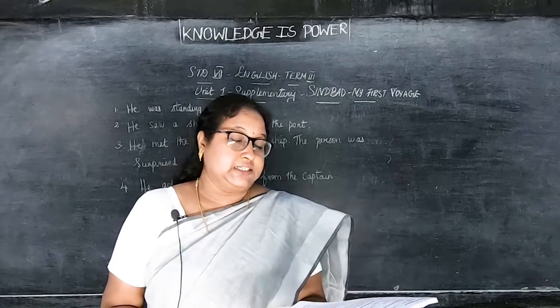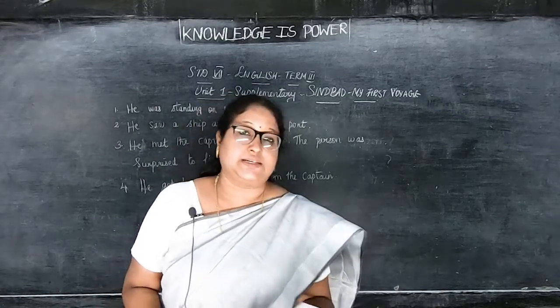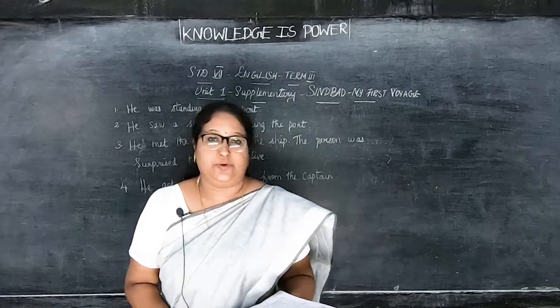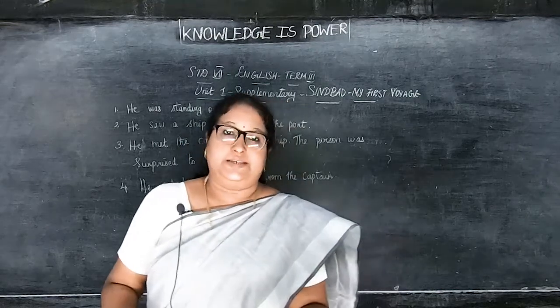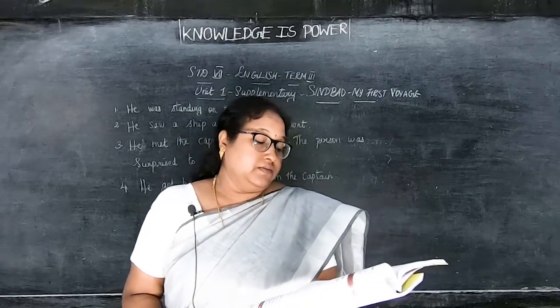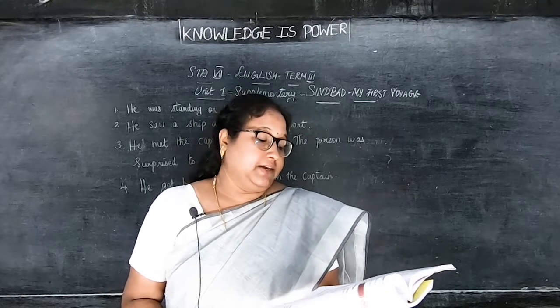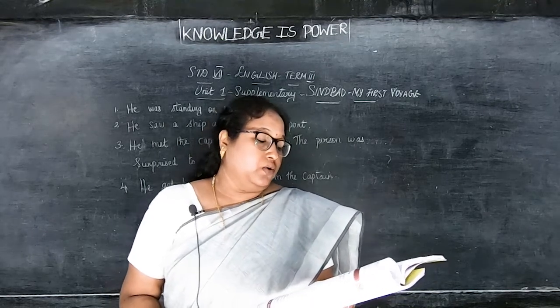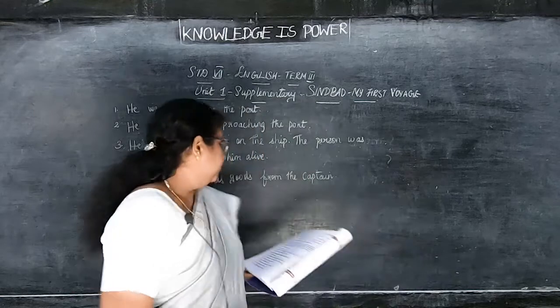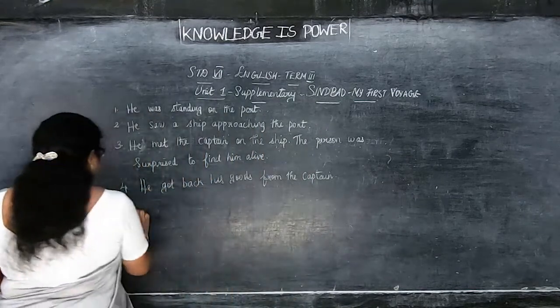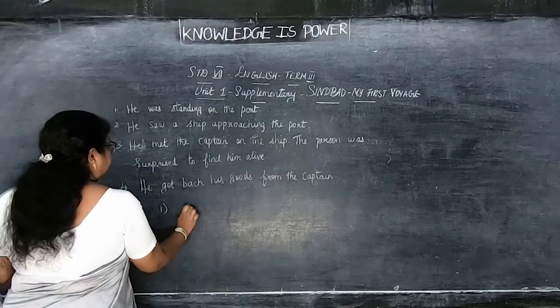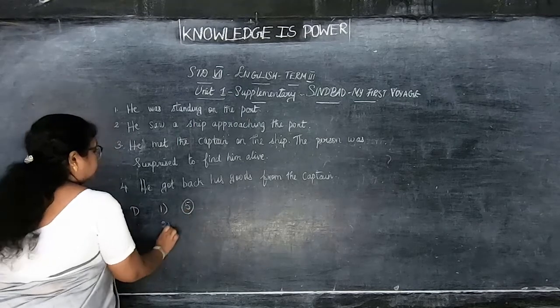Okay, children. The next we'll see D. Rearrange the following sentences in the correct order. That is, sentences are given in a jumbled way. So you have to arrange them in a correct sequence. Okay. So first, 8 sentences are there. First, see, I long to go back home. This is number 5. Next to the first one, you put number 5. That is the 5th sentence.